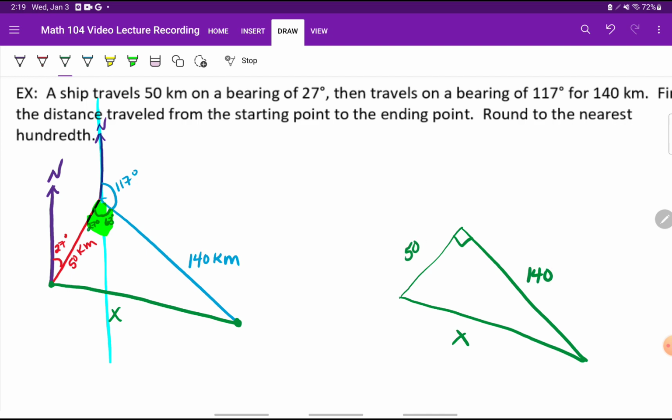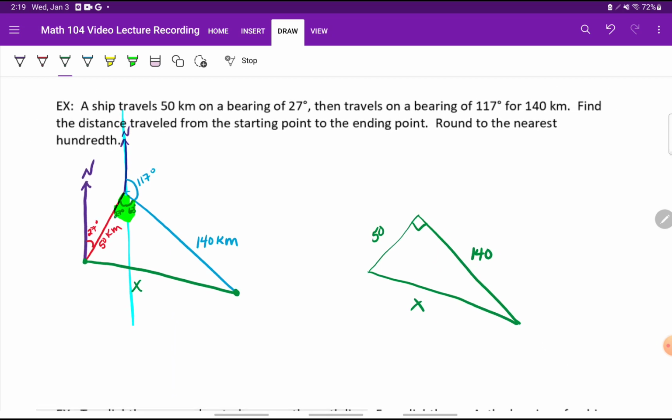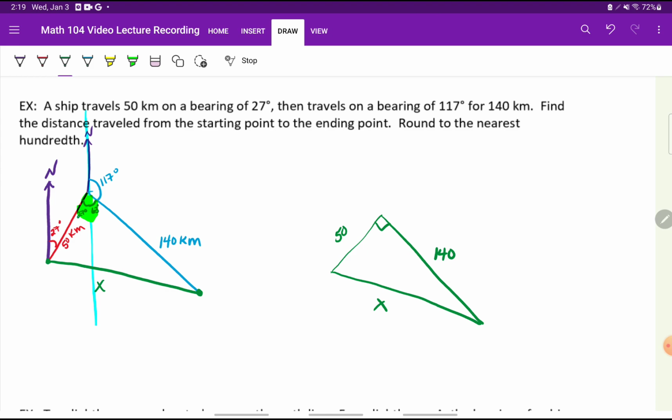And as discussed before, we can find x simply by using the Pythagorean theorem. We don't even need trigonometry. So the x is going to be our hypotenuse because it's across from our right angle. And I'd probably just put this whole square root in all at once. We want to round to the nearest hundredth.